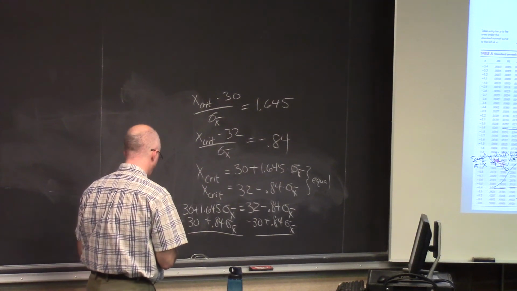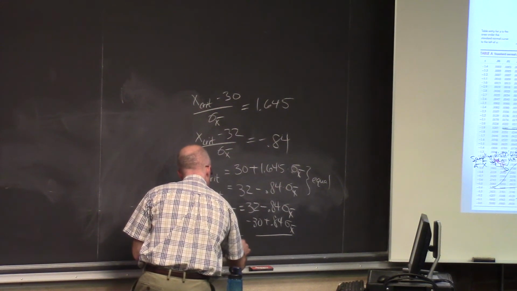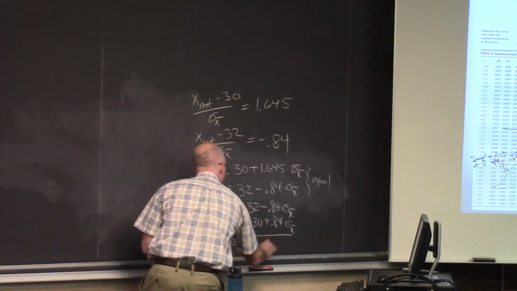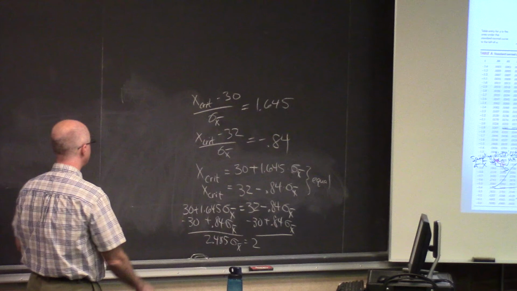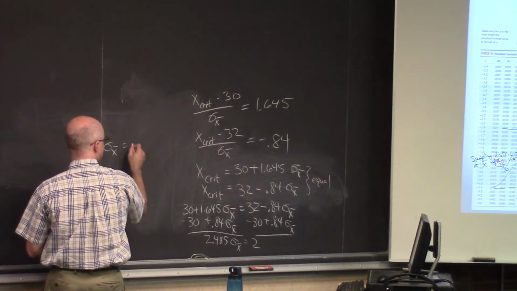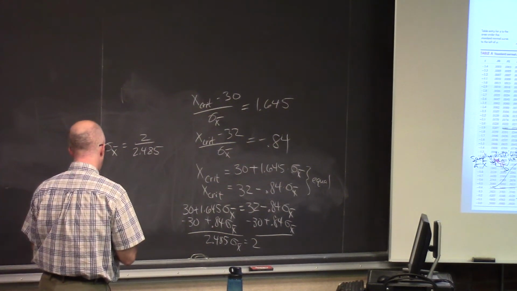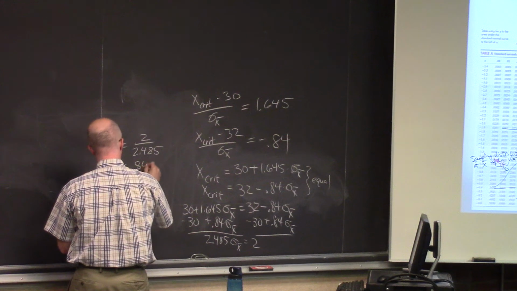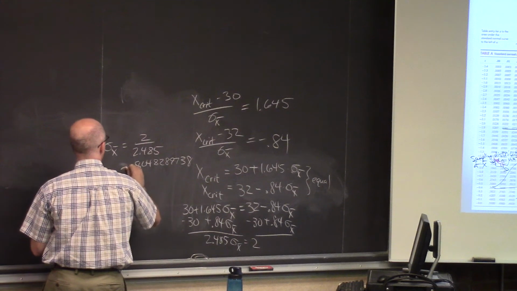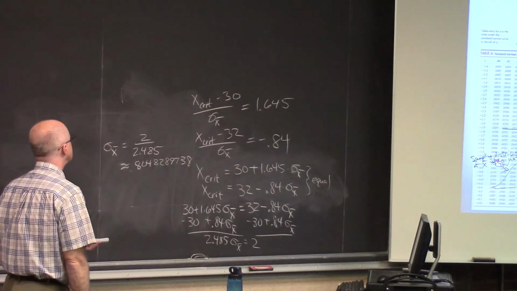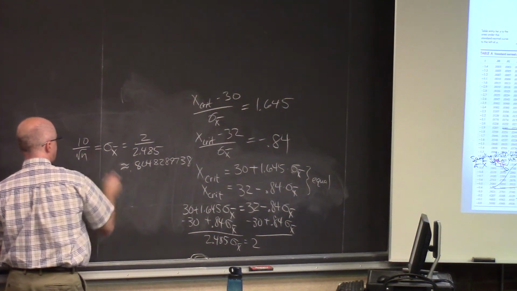1.645 plus 0.84, you get 2.485 sigma sub x bar equals 2. 32 minus 30 is 2. We're almost done. Hang with me here. Now divide both sides by 2.485. 2 divided by 2.485 is about 0.8048. I'll go ahead and write more decimals. That's an approximation as well. We're almost done. That equals sigma over square root of n.